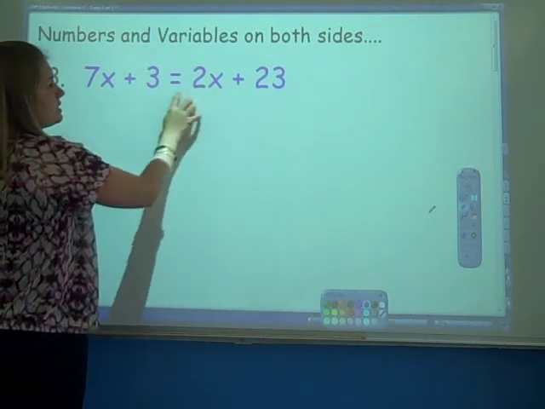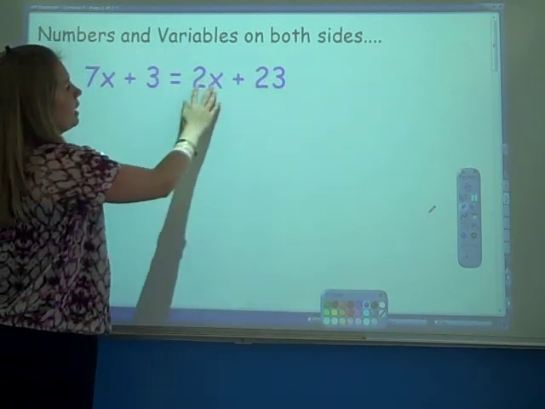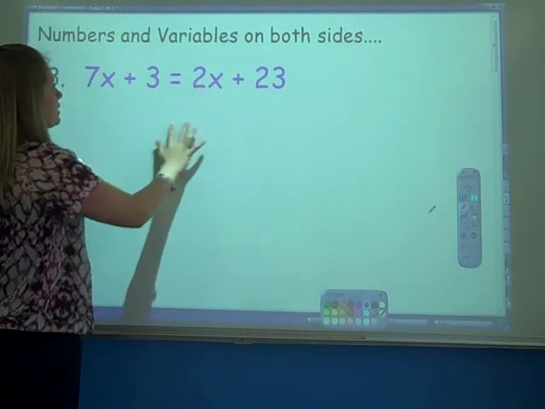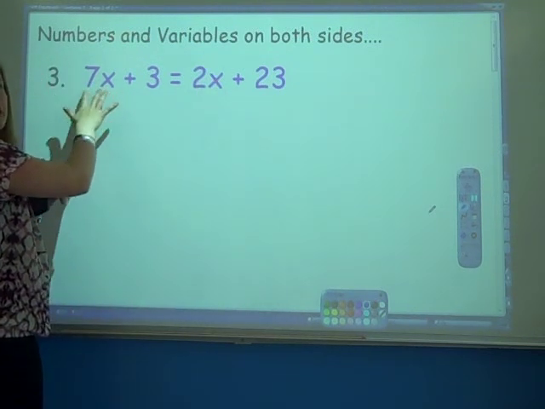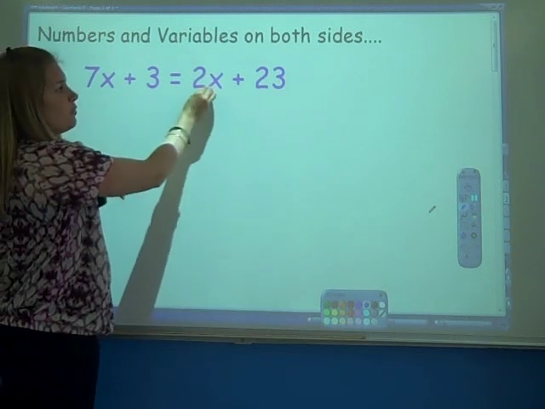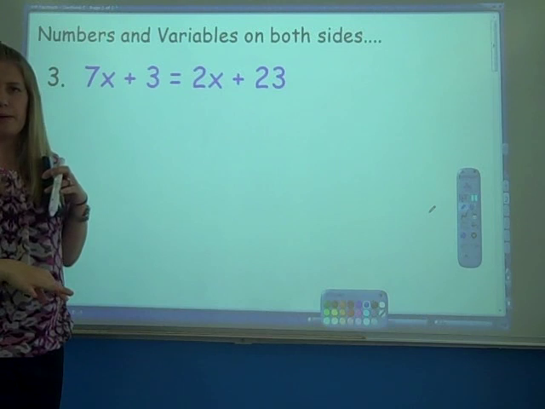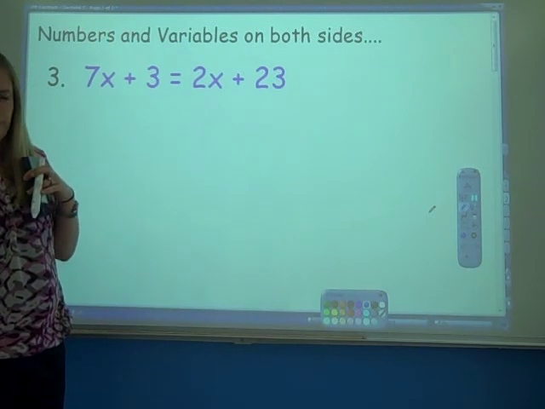When I look at these and I see that I have multiple things on both sides of the equal sign, I decide, okay, I'm going to bring my 2x to my 7x. The reason why I choose to bring my 2 to my 7 is because 2 is smaller than my 7, and I won't end up with a negative variable. Okay, negative coefficient in front of my variable.